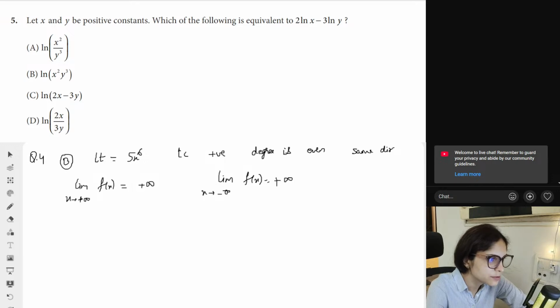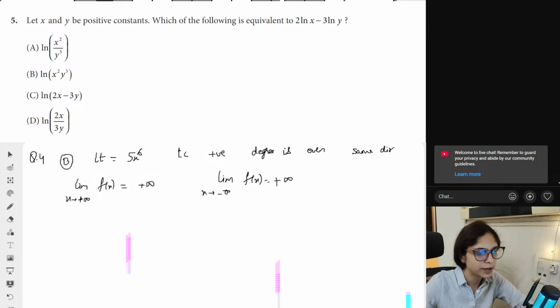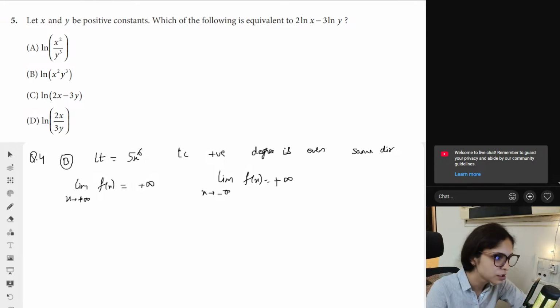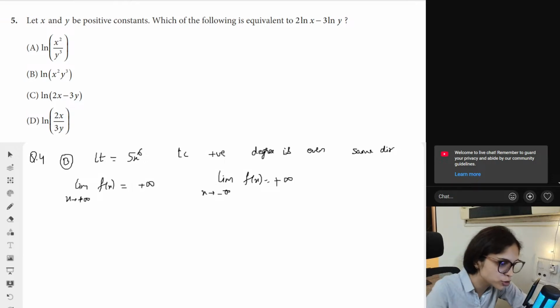Let x and y be positive constants. Which of the following is equivalent to 2 ln x minus 3 ln y? So now this question is from the second unit, and that is logarithms, and you will have to condense the logarithm. So we'll apply the properties of logs. So 2 ln x will become ln x squared, 3 ln y will become ln y cubed. They're subtracted, so we'll have to divide them. So ln of x squared over y cubed, option A. I'll write the entire process.